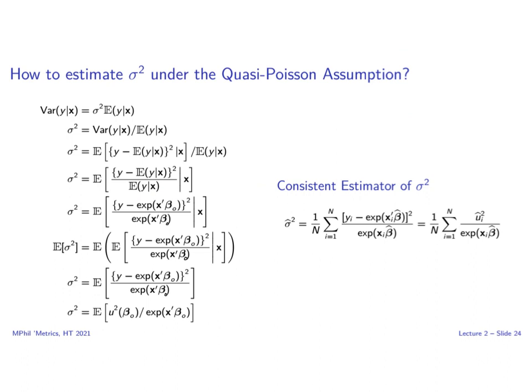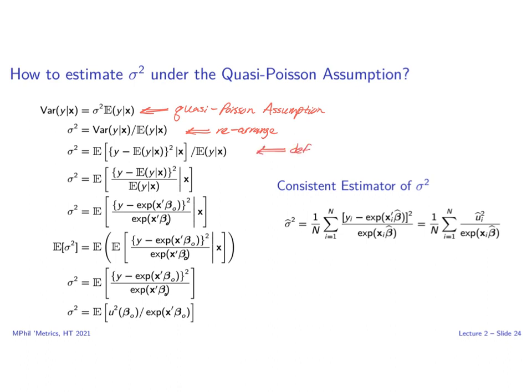To find an estimator for sigma squared, we will go through some simple derivations using iterated expectations. Under the quasi-Poisson assumption, the variance of y given x is assumed to be equal to sigma squared times the expected value of y given x. Rearranging to solve for sigma squared, we obtain sigma squared equals the conditional variance of y given x divided by the conditional mean.